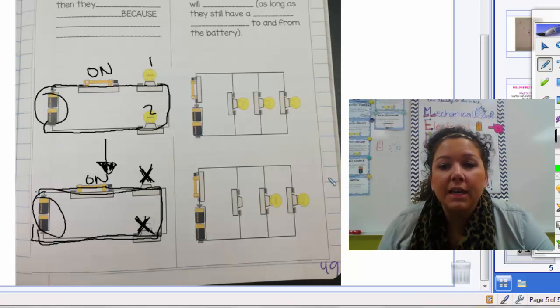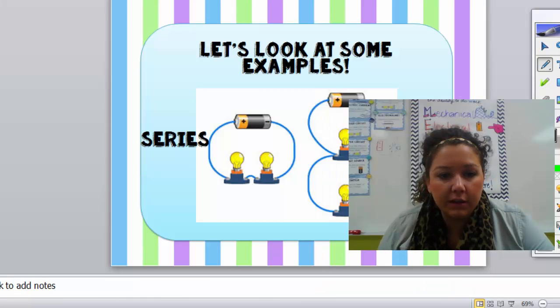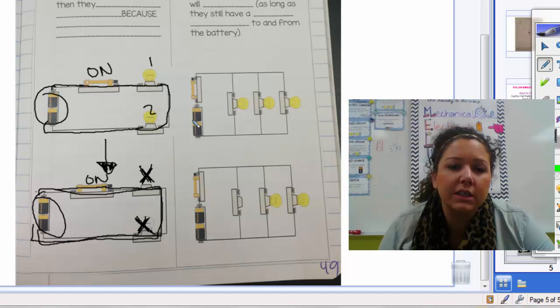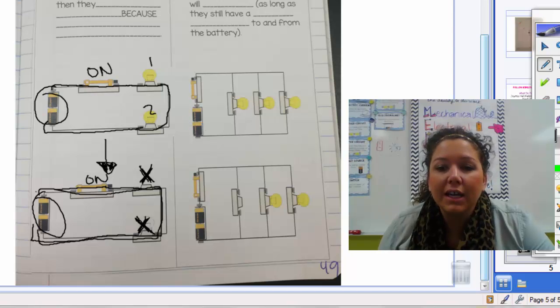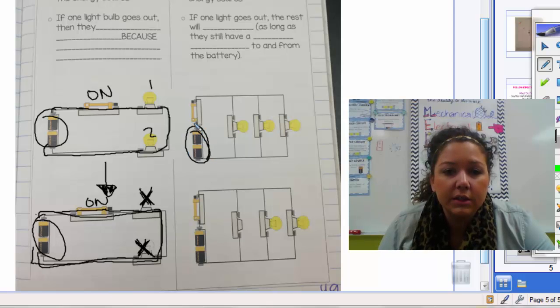But now let's come over here to our parallel circuit. It is a little more complicated. Here again, I'm going to start with my battery, my energy source. We're going to call these light bulb 1, light bulb 2, and light bulb 3.